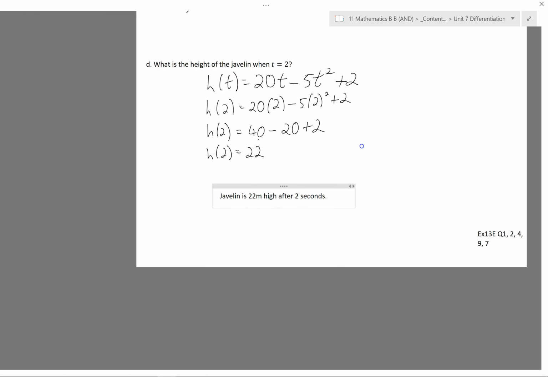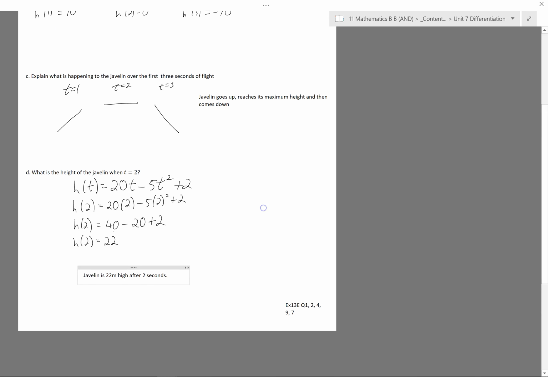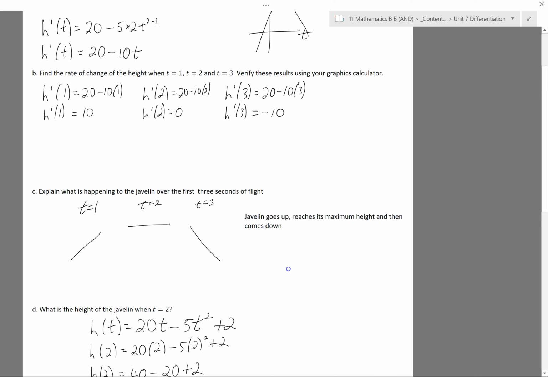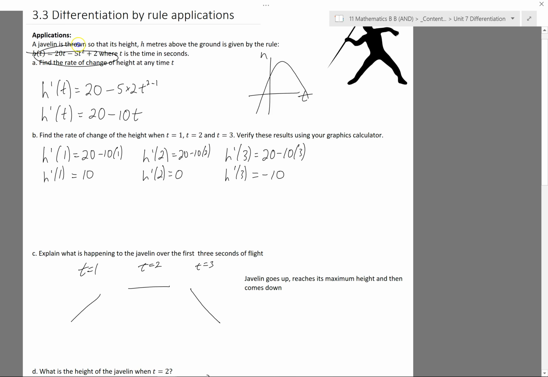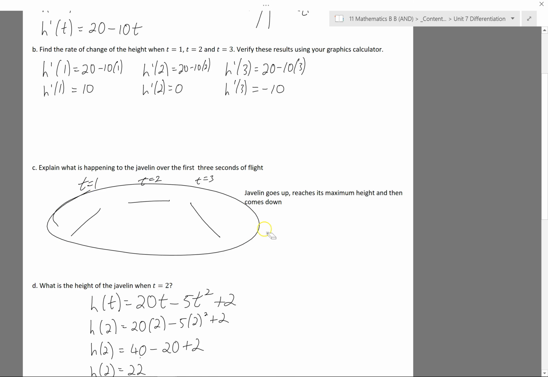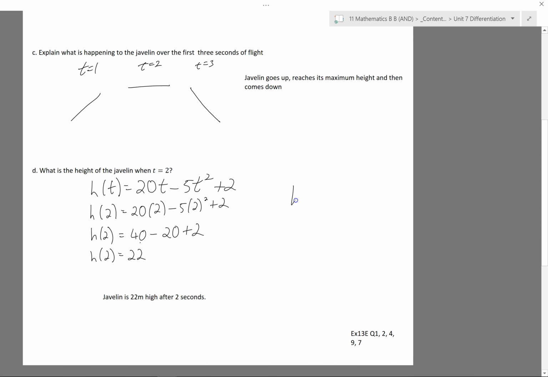So the purpose of 13E is really to make sure you know the difference between the original function, that tells us the height, and this derivative function which tells us the rate of change of height, or tells us the slope. So it's two different things. h of t is the function, h dash of t is the slope, or the rate of change. That's the whole idea.